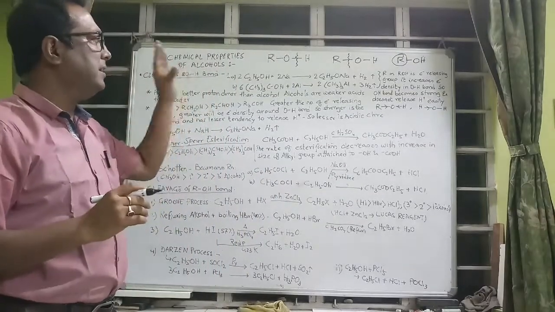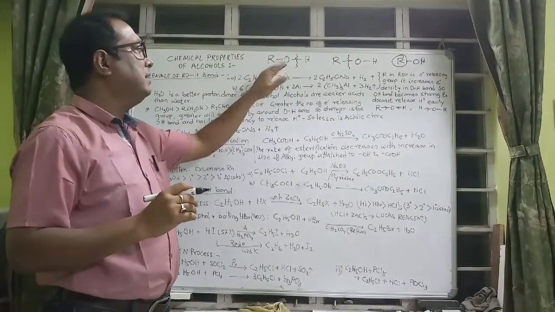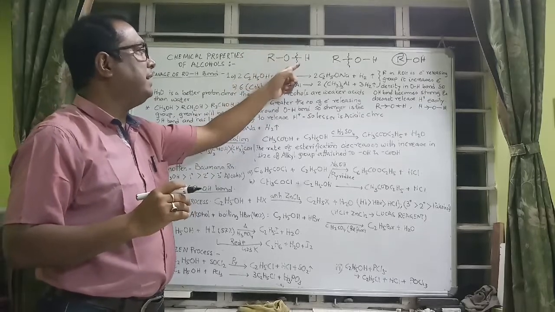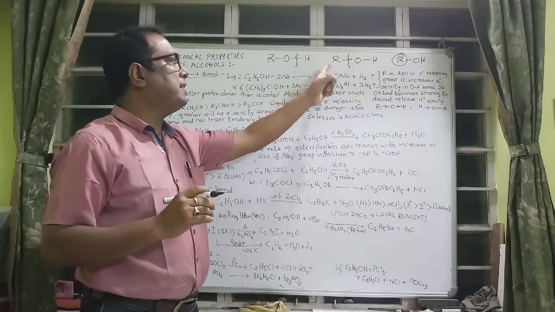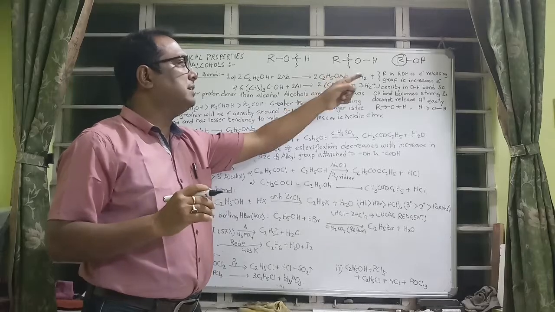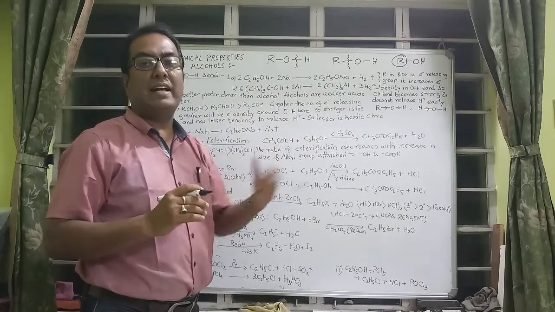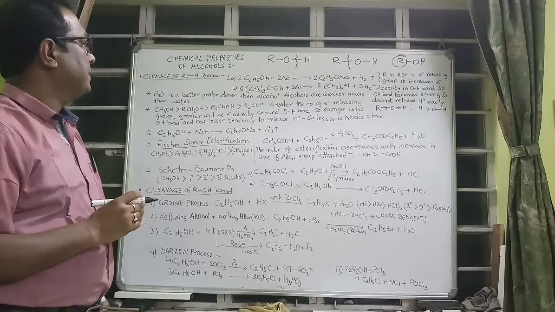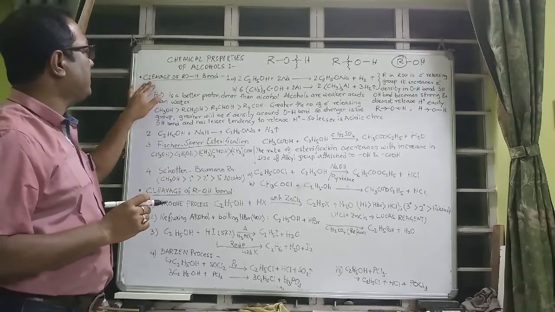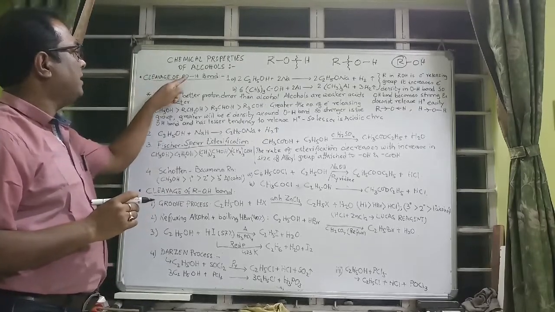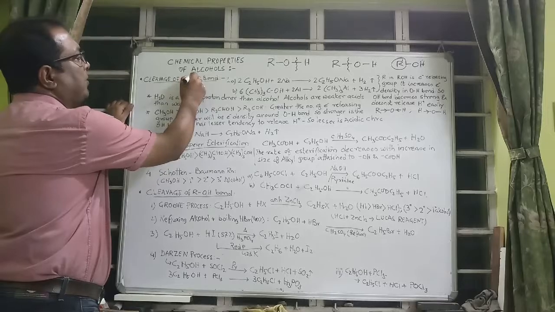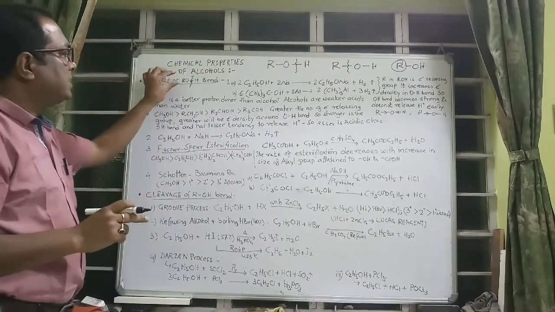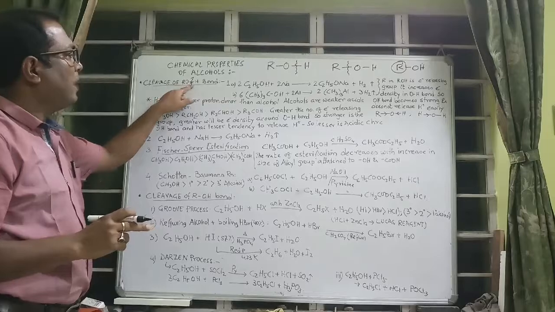So students, let us see how we divide under three subheadings. One is the cleavage between O and H. The second would be the cleavage between R and O. And the third is the change in the alkyl group, or the reactions on the alkyl group. So here we have the first point, cleavage of O and H. So we are going to break the bond between the O and the H.